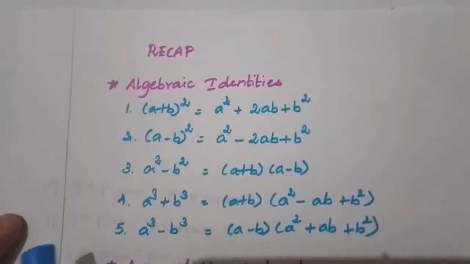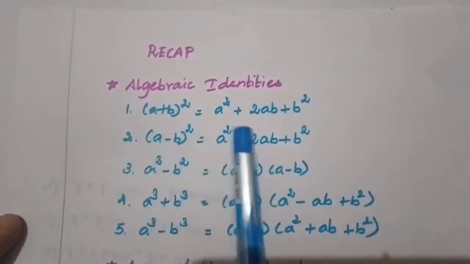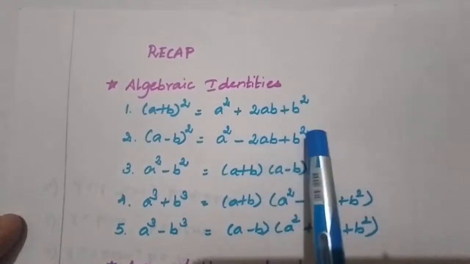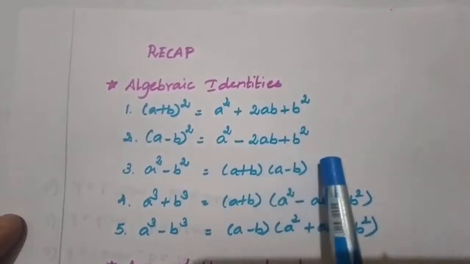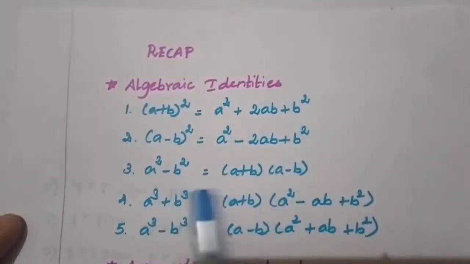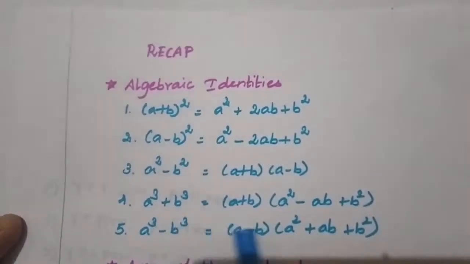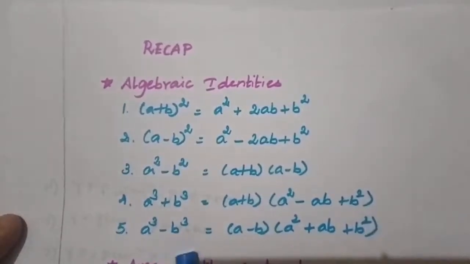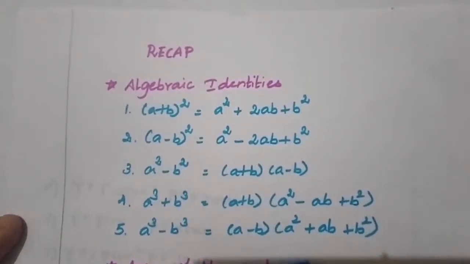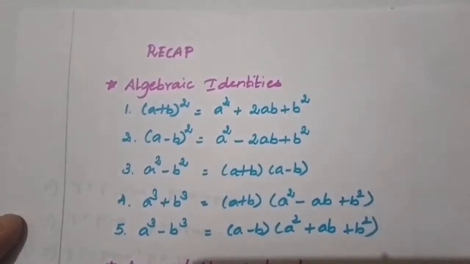We have already learnt the major algebraic identities. (a plus b) the whole square is equal to a square plus 2ab plus b square. (a minus b) the whole square is equal to a square minus 2ab plus b square. a square minus b square is equal to (a plus b) into (a minus b). a cube plus b cube is equal to (a plus b) into (a square minus ab plus b square). a cube minus b cube is equal to (a minus b) into (a square plus ab plus b square). In today's class, we are going to find the value for these algebraic identities.